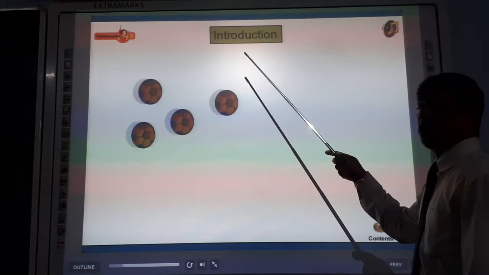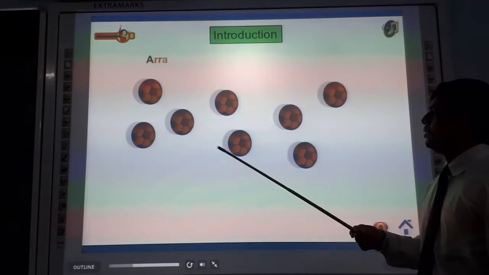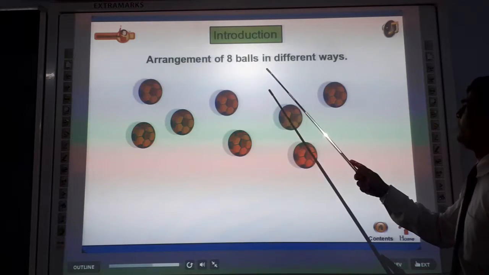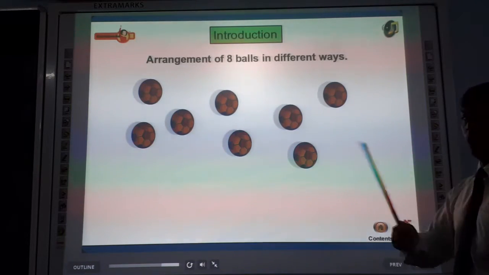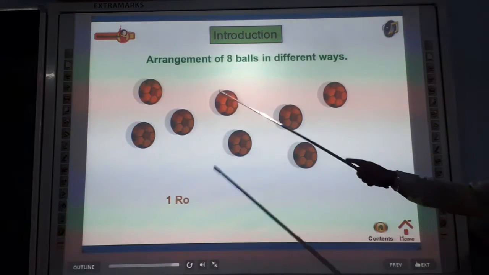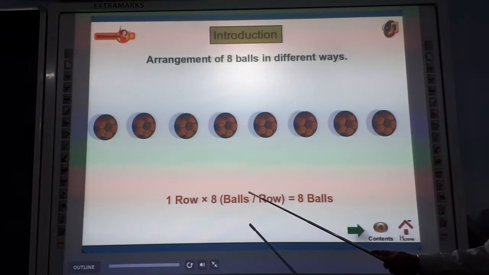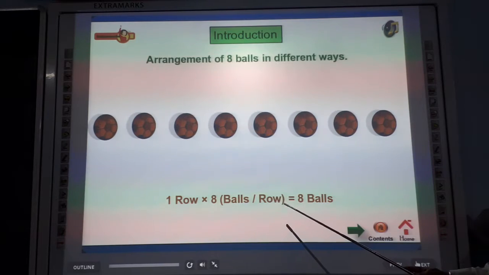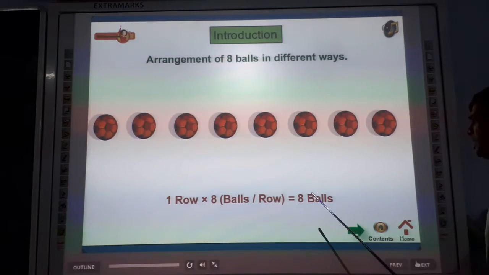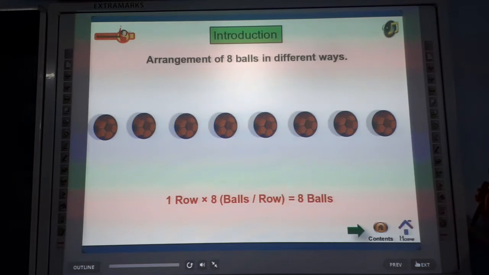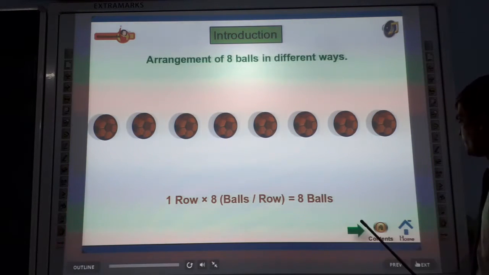Now first is introduction. Look at this, see the diagram. Arrangement of 8 balls in different ways. Look at this: 8 balls, 1, 2, 3, 4, 5, 6, 7, 8. One row into 8 balls in the row is equal to 8. One row and 8 balls.